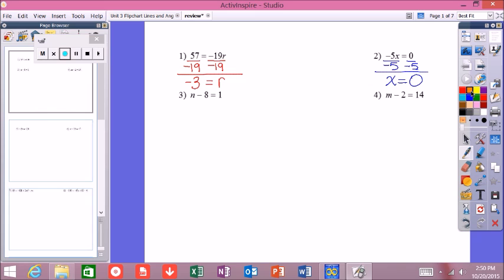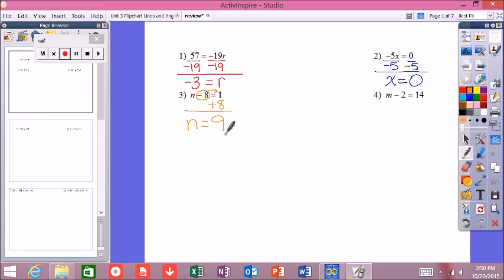Number 3, when we solve, we want to isolate the variable. We're going to take -8 and move it over. That's the additive property of equality. The opposite of subtracting 8, adding 8 to the right side, n equals 9.